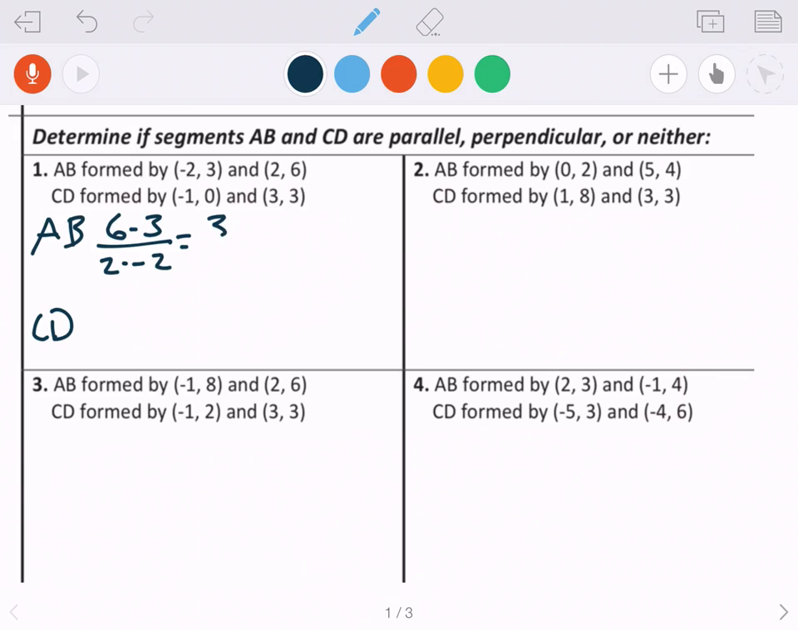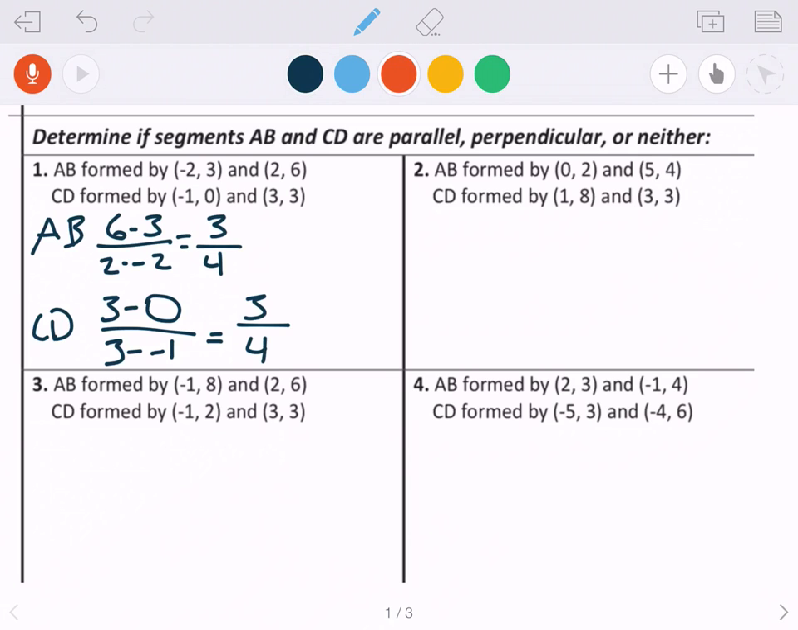So we're going to have 6 minus 3 is 3 over 2 minus negative 2, turns into 2 plus 2, which is 4. So my slope of line AB is going to be 3 over 4. CD, we're going to have y2 minus y1, so 3 minus 0 over x2 minus x1, 3 minus negative 1. So we're going to have 3 over 4.